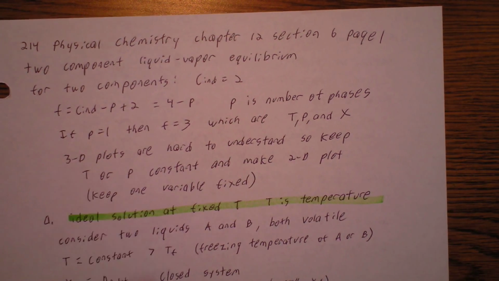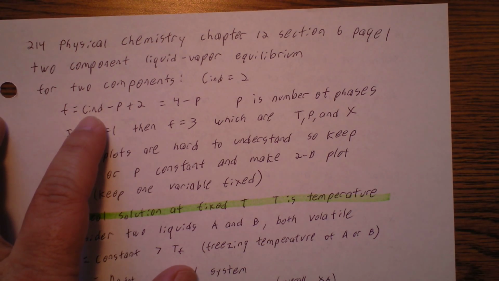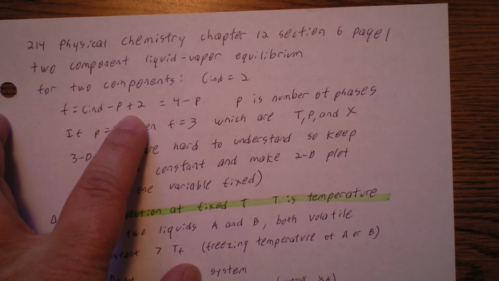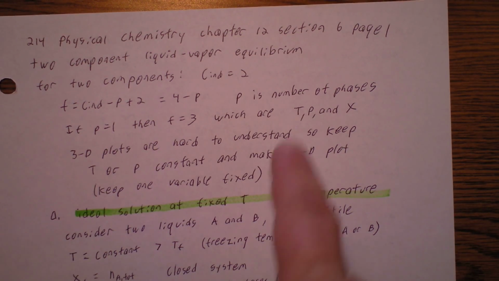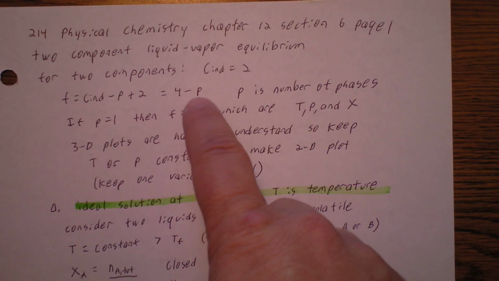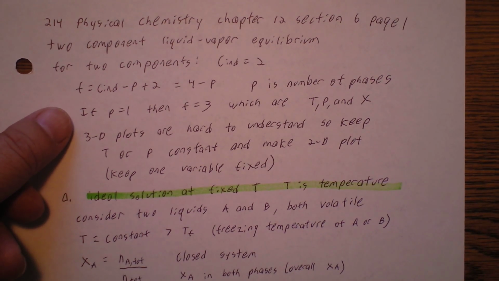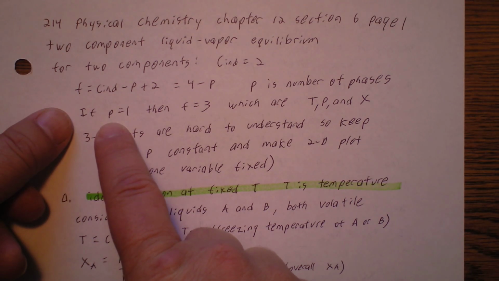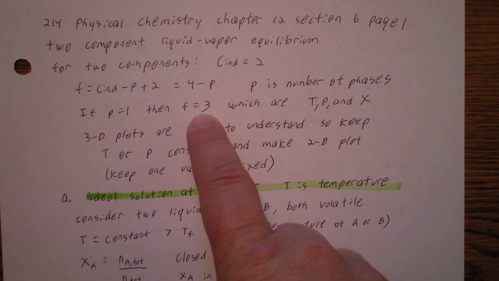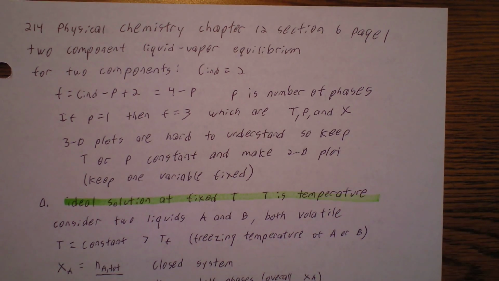Now we have this formula: the degrees of freedom is equal to the number of independent components minus the number of phases plus 2. Since we have 2 components, we have 4 minus the number of phases for the degrees of freedom. If the number of phases is equal to 1, then the degrees of freedom is equal to 3. That would be temperature, pressure, and mole fraction.